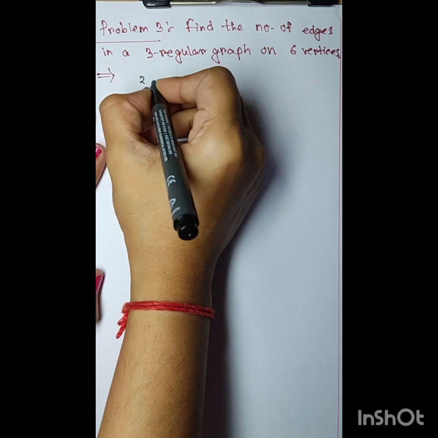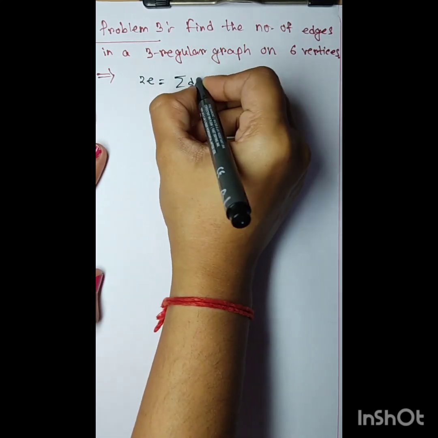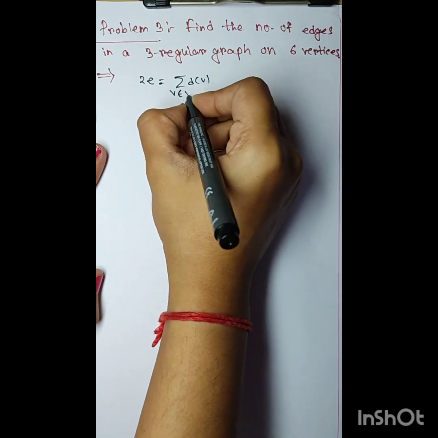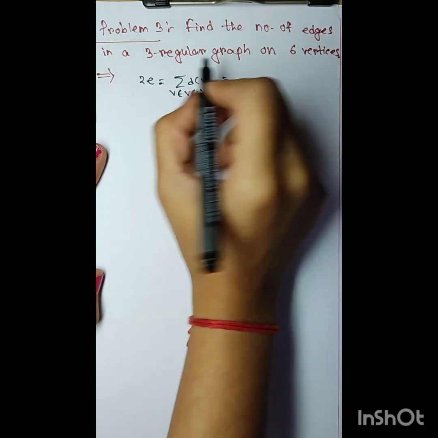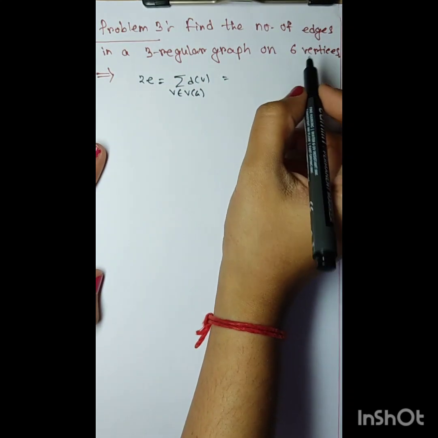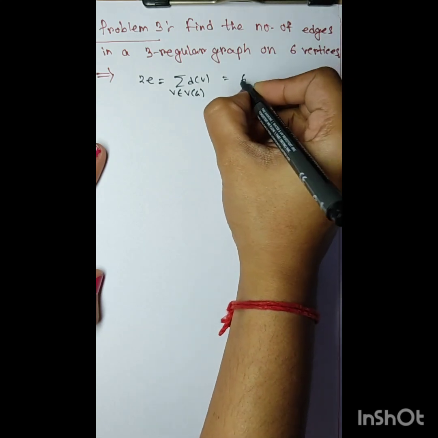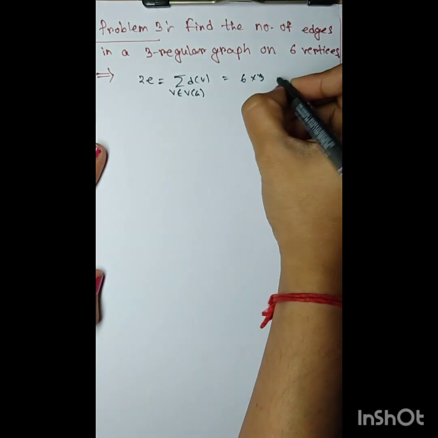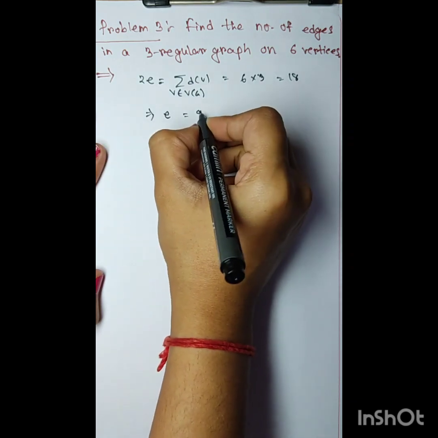So again we will use the first theorem of graph theory, that 2E is equal to the sum of degrees of all the vertices of G. So here what is this sum? This is a 3 regular graph on 6 vertices. So there are 6 vertices of degree 3. So the total degree is 6 into 3, which is 18. So from here we have that the number of edges is 9.